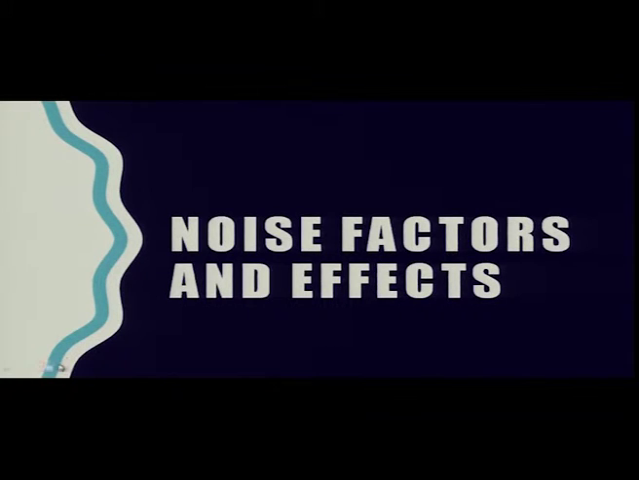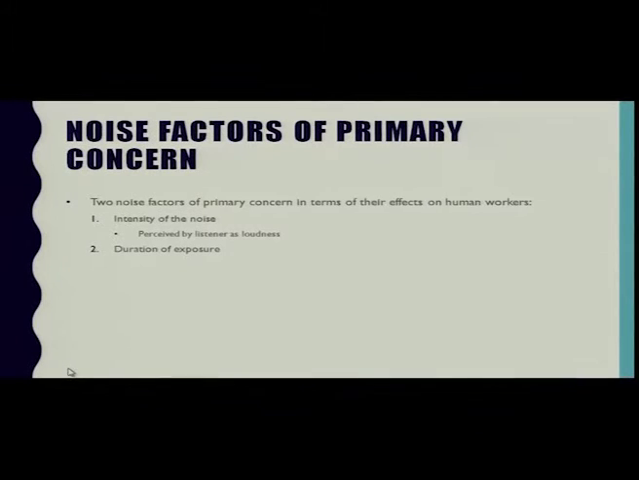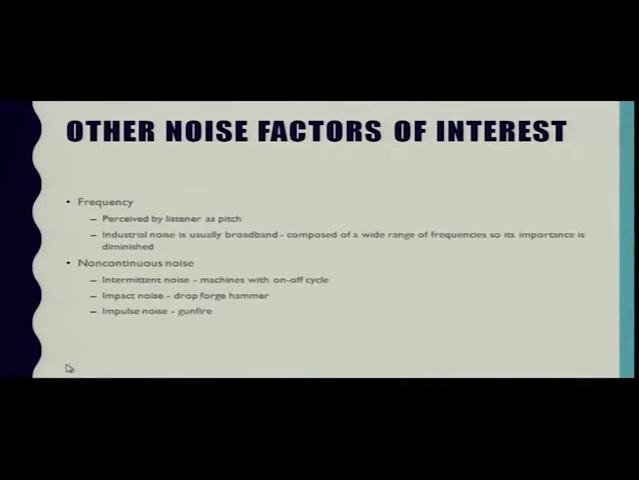So, first of all, noise factors and their effects. The two noise factors of primary concern in terms of their effects on human workers are the intensity of the noise and the duration of the exposure. As for other noise factors of interest, there is frequency, which is perceived by listeners as pitch, and industrial noise is usually broadband, composed of a wide range of frequencies.